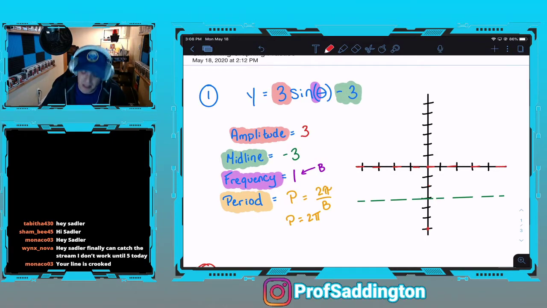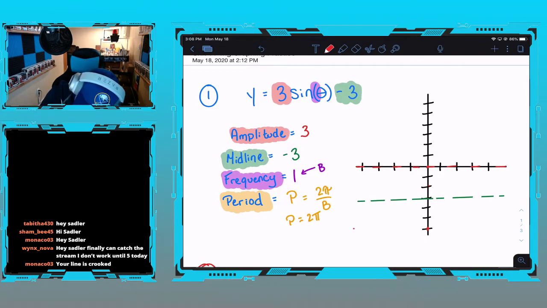So I got that dash line. I got this dash line.